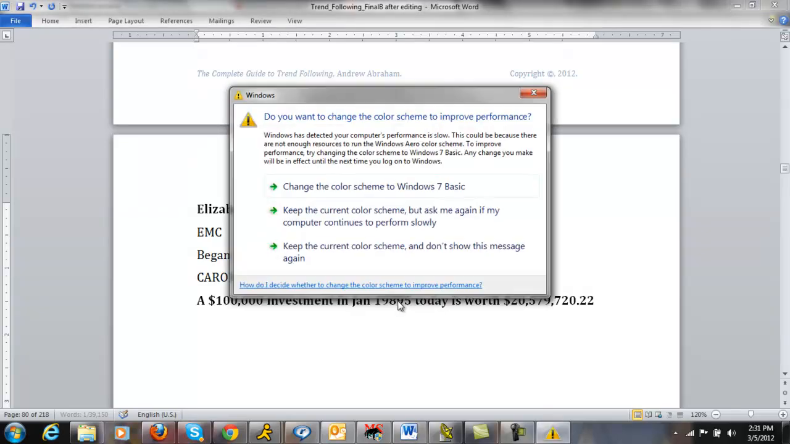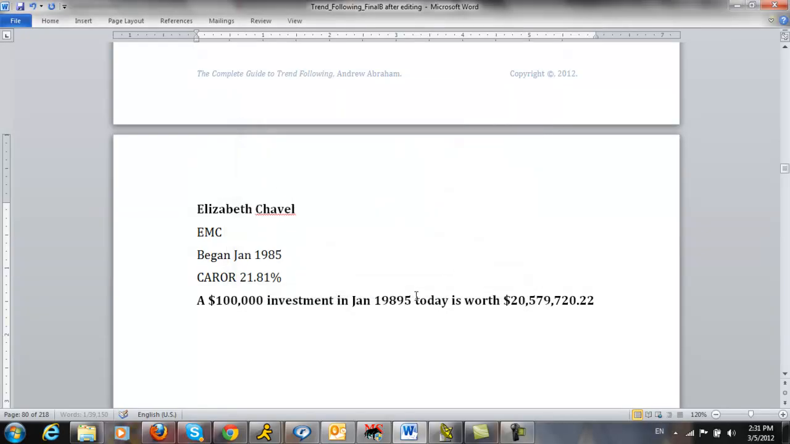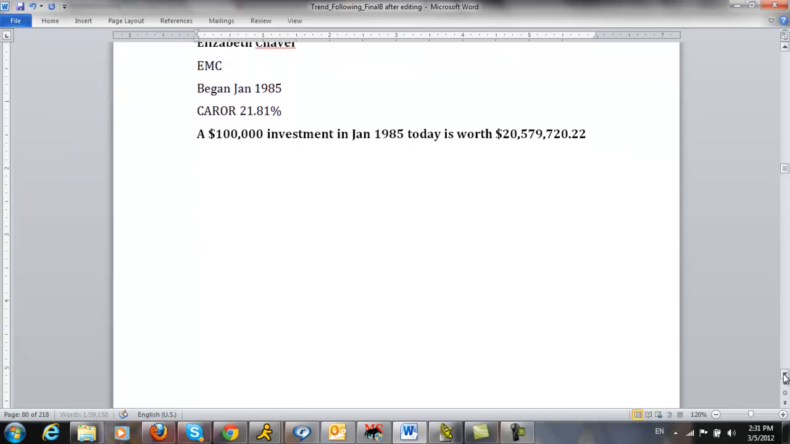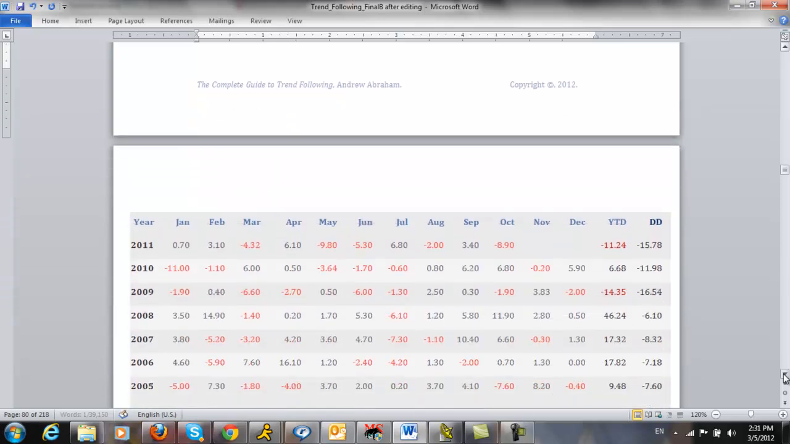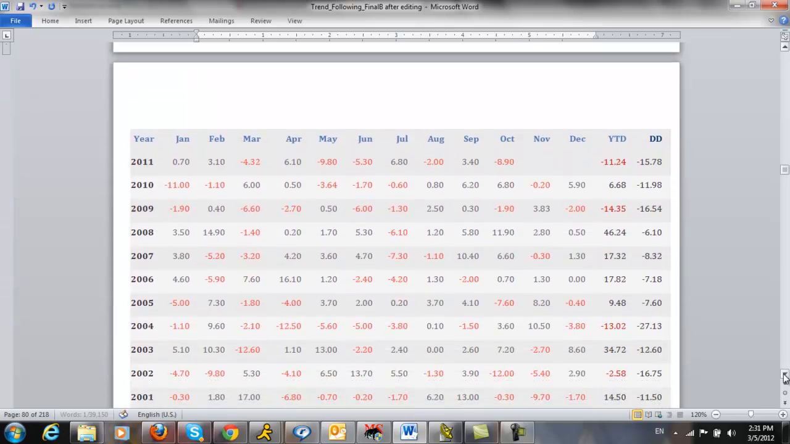Basically, it is worth $20 million. Again, this is a hypothetical, but the whole idea of having patience and compounding money over time, this is the reality. These are her numbers. These are her real audited numbers, and you can see them. Some of them are ugly and some of them are amazing.